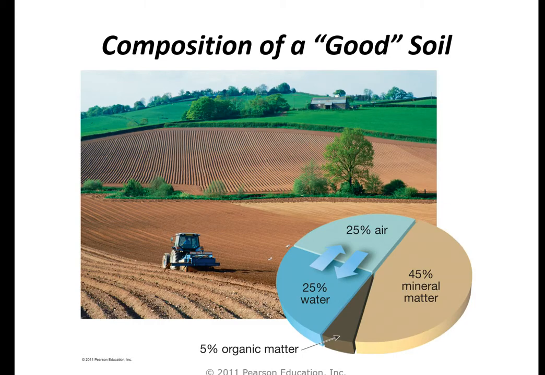So here is the composition of what we call a good soil, maybe a soil suitable for farming. 45% of it is mineral material, 25% is mixed in with the air, and 25% is mixed in with the water below. 5% of it is organic matter, and that 5% is critically important.